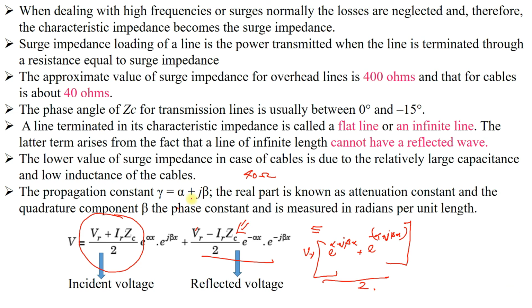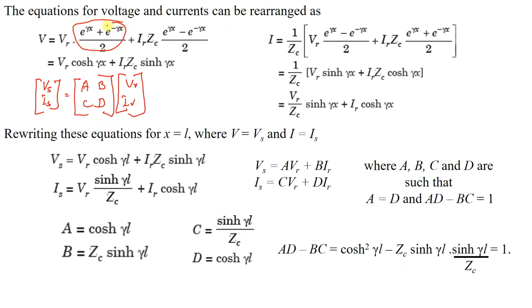So this is of the form e power theta plus e power minus theta by 2. So it will be the cos term, e power gamma x plus e power minus gamma x by 2. That is the expansion of cos h gamma x. Gamma is alpha plus j beta, as we have seen. And if you compare the coefficient of IR ZC, this will be sin h gamma x. So V can be written as VR cos h gamma x plus IR ZC sin h gamma x.